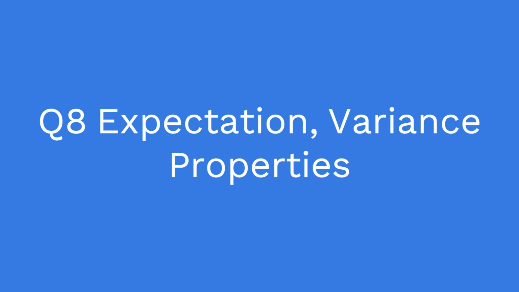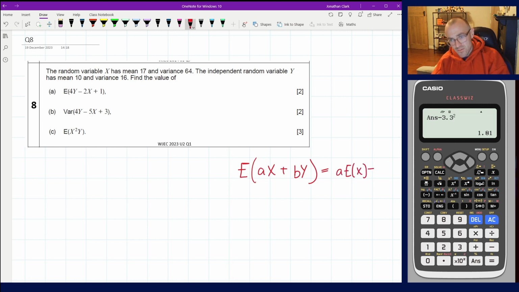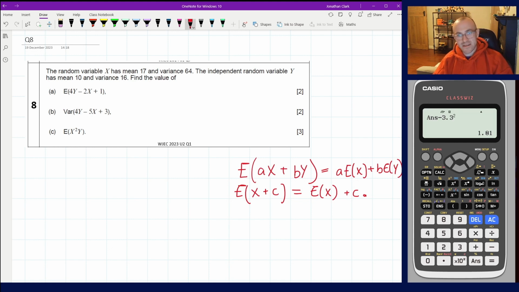Hello, question 8 this time. We are talking about properties of expectation and variance. So I'm just going to note down some key formulas for this. The expectation of a joint distribution like this can be broken down to be a times the expectation of x, plus the expectation of y. If you have a constant as well, you can split that constant out and work it out like that.